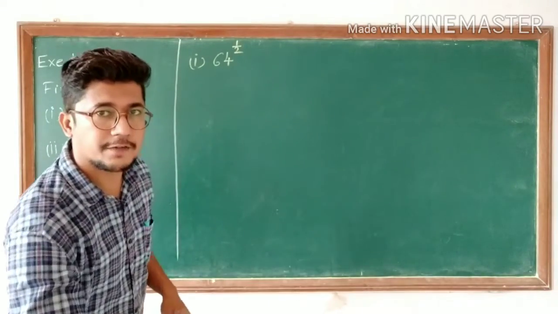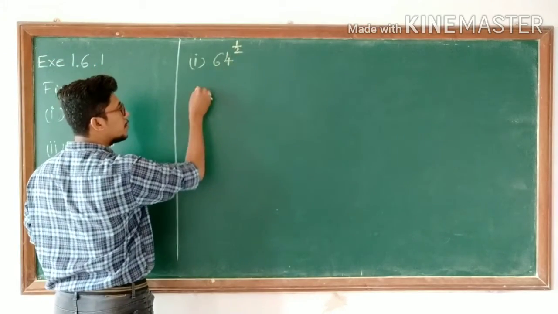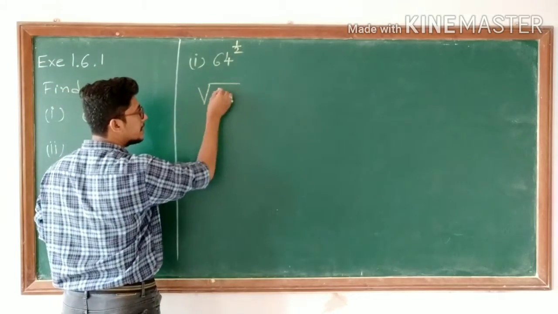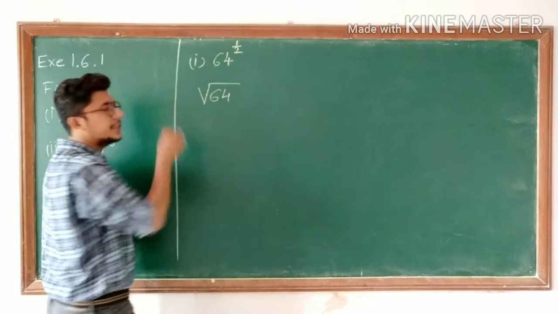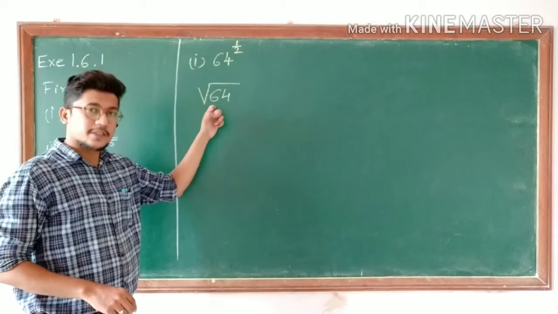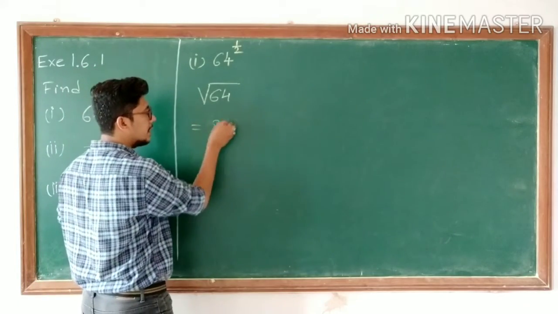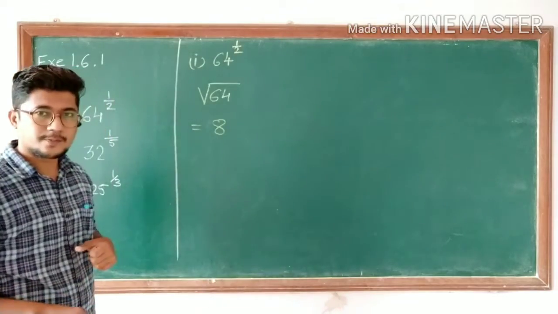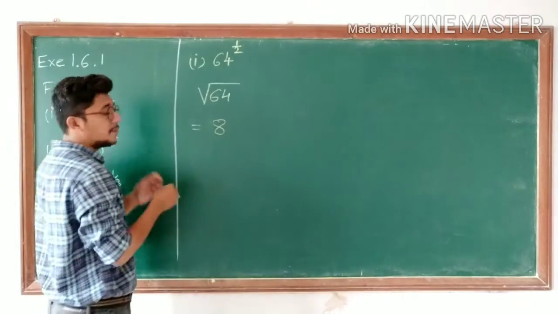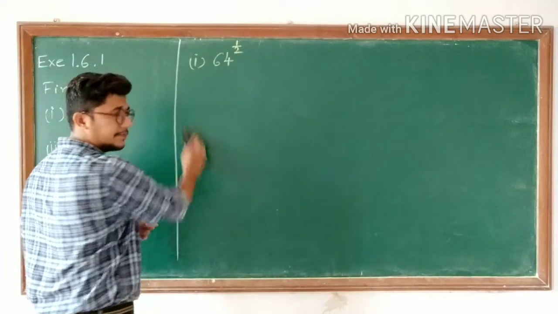So the first way we can solve this problem is that 64 power 1 by 2 can be written as the square root of 64. And we know that the square root of 64 is nothing but 8. Yes or no? Yes.